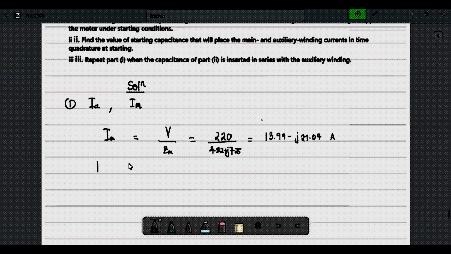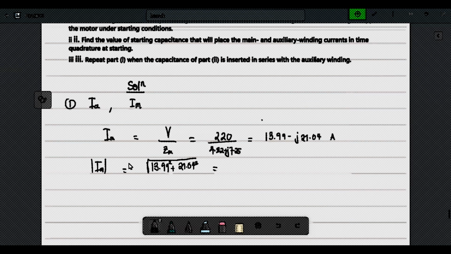Now we can convert this to the respective magnitudes. The magnitude of IM is the square root of the real part squared plus the imaginary part squared: 13.99 squared plus 21.04 squared. When you put that in, you find that the magnitude of the current in the main winding is 25.27 amps. The angle theta of the main winding current is simply negative tan inverse.